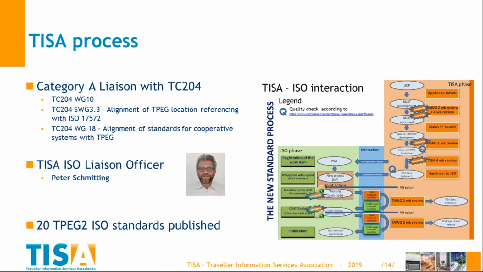But if you can see, I put a few examples of when there is a need. For example, we are discussing with the working group, sub-working group 3.3, the alignment of location referencing. And we also had some alignment on standards for cooperative systems with TPEC. So we have a dedicated ETHI colleague who is the official liaison officer. This is the person who represents TISA, prepares all the submissions to ISO, and does all the follow-up for the standardization process.